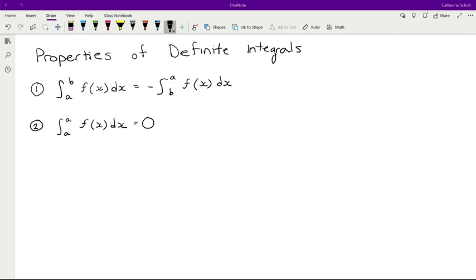The other one is taking the integral from a to b of a constant. We can visualize this over here. Let's get the graph of a constant going, and we're looking at the integral from a to b.